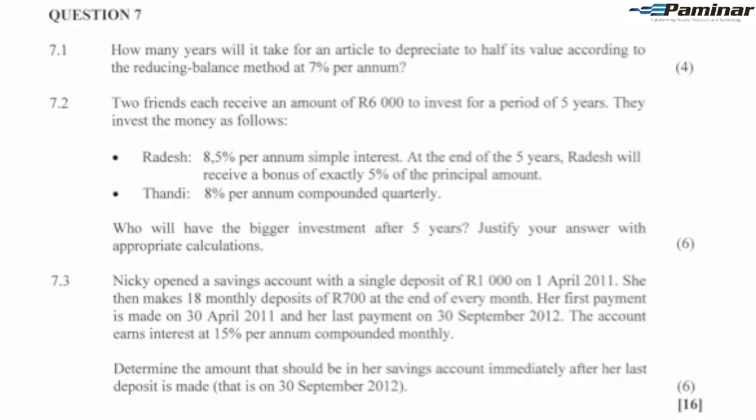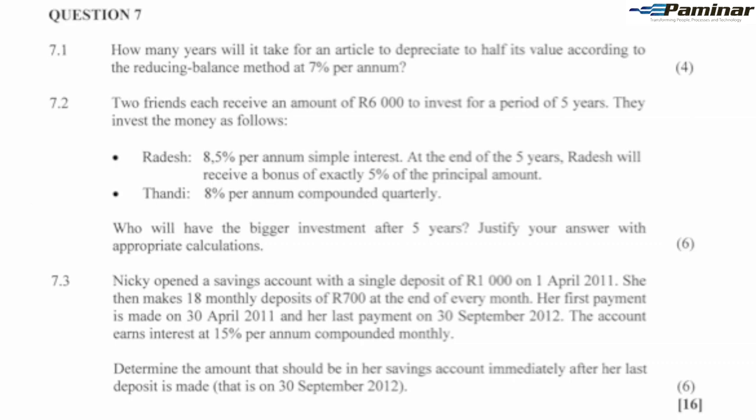Okay. Now let's look at that one. Nikki opened a savings account with a single deposit of 1,000 on 1 April 2011. She then makes 18 monthly deposits of 700 at the end of every month. The first payment is made on 30 April 2011, and the last payment on 30 September 2012. The account earns interest at 15% per annum, compounded monthly.